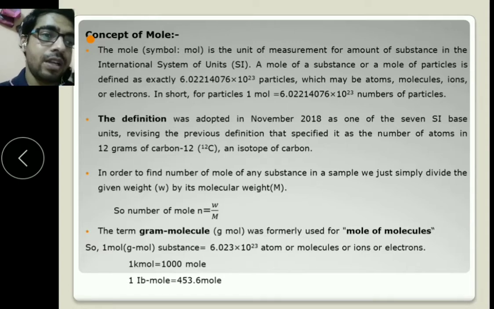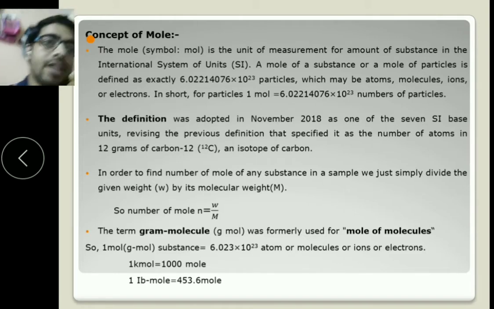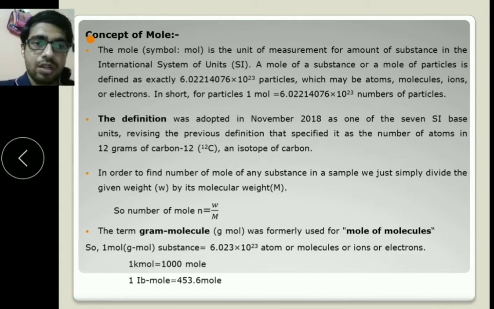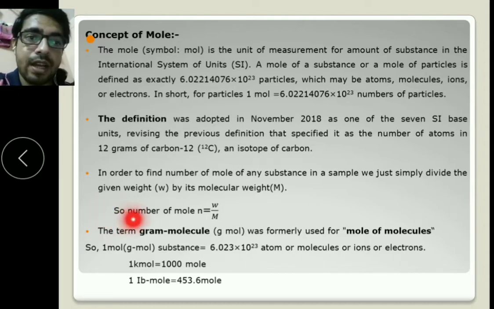Similarly for oxygen, suppose we have 10 gram of oxygen. So what is the mole of oxygen there? It is 10 divided by 32. Oxygen molecular weight is 32, so 10 by 32 mole of oxygen is there in 10 gram oxygen. So from here we find the number of moles by dividing weight by molecular weight.